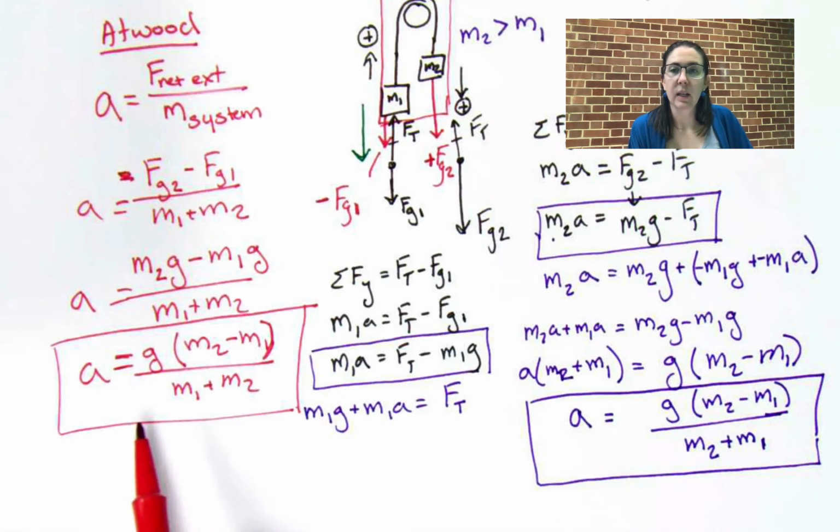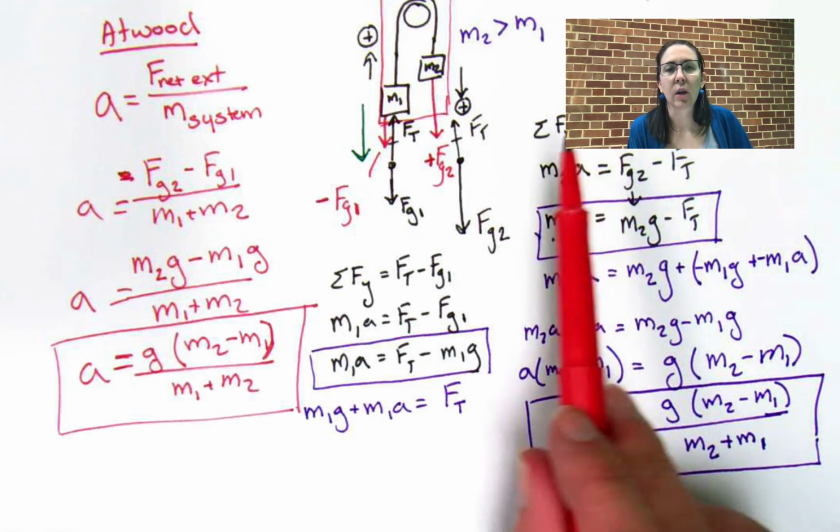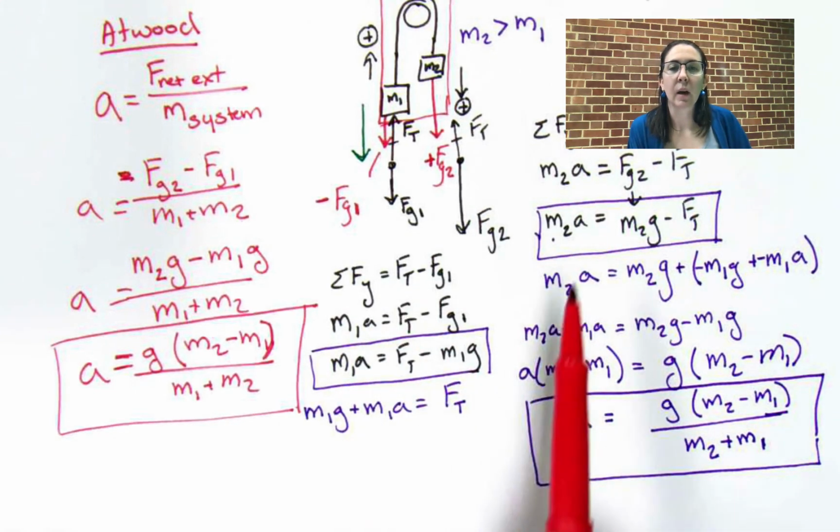If this in red doesn't make sense, don't do it that way. Do it the black and purple way. Find the system of equations by summing the forces on each body and then putting them together.